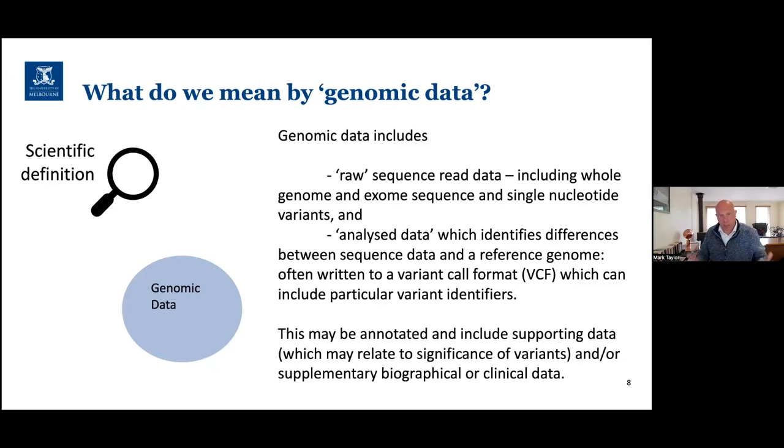We recognize that analyzed data may itself be annotated and may be supported by other kinds of data, which might help reveal the significance of particular kinds of variant, and indeed is likely to be supported by other kinds of biographical or clinical data. But we're not talking about that supporting data within the paper. We're only talking about the raw and the analyzed data within the paper. Okay, so that's what we mean when we are using the term genomic data. We're applying that scientific lens.